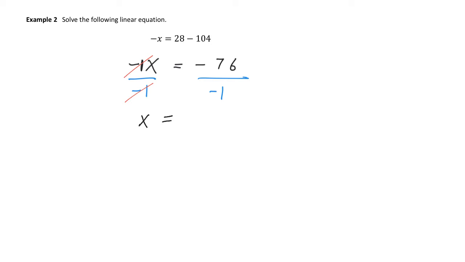Now, on the right side, it's a little bit different. You have -76 divided by -1. So 1 goes into 76, well, you just get 76, and a negative divided by a negative is positive. And that means the answer is x is equal to positive 76.